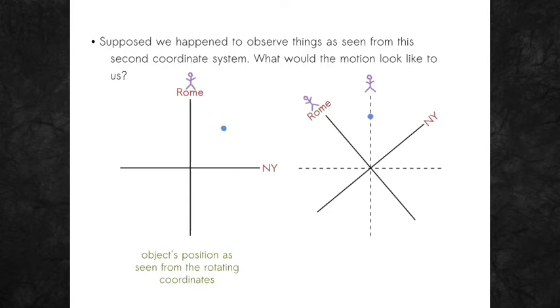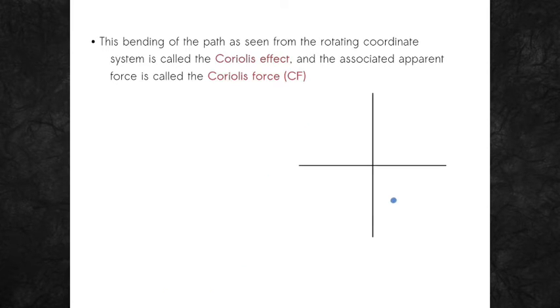Now, if we ask Roberto what he sees in his coordinate system, he's going to tell us that he saw the object following a curved path, kind of like this, coming into the origin and then curving away. And this curving of the path, as seen by the observer in the rotating coordinate system of the Earth, this apparent bending of the path is what we refer to as the Coriolis effect.